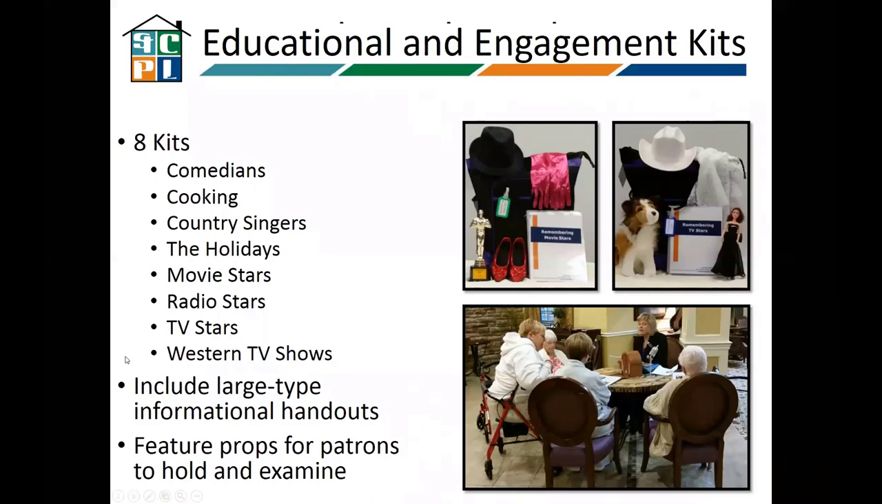Each contains an informational booklet with facts, background history, and photos, along with small objects that patrons may hold and examine. For example, Remembering Movie Stars features movie stars from the 1930s, 1940s, and 1950s, such as Marilyn Monroe and John Wayne. The objects in this kit are an Oscar statue, ruby slippers, pink opera gloves, and a fedora hat.